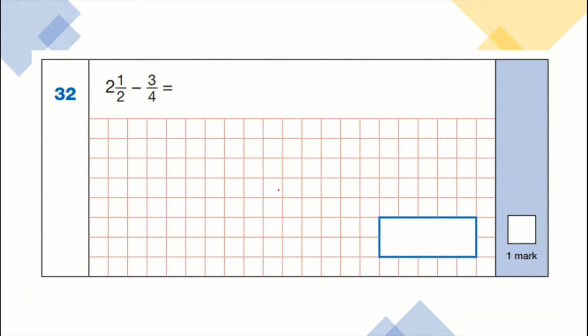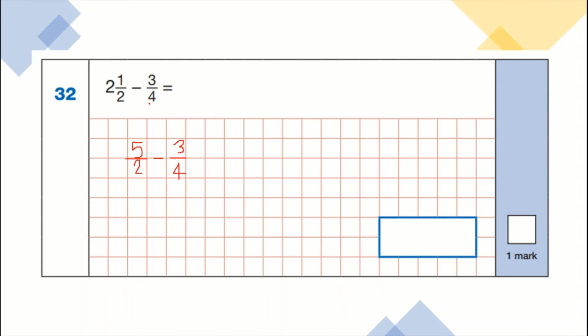This is another fraction question. To work this out, we would need to turn this mixed number into an improper fraction. So 2 times 2 is 4, plus 1 is 5. So the top number is 5. It's all over 2. Minus 3 over 4.